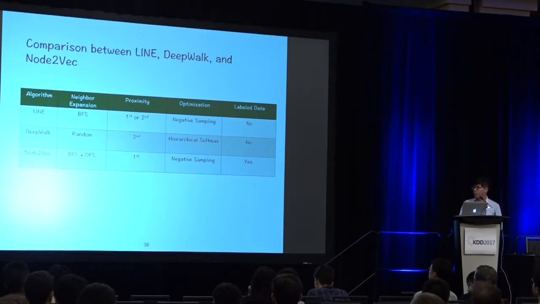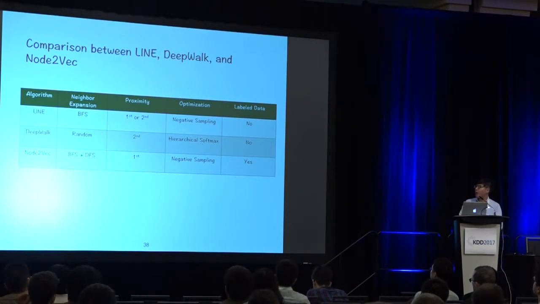In terms of the proximity between the nodes, LINE uses both first order and second order proximity, and DeepWalk essentially uses the second order proximity, according to the definition of LINE, and node2vec uses the first order proximity according to the definition of LINE. Okay, so this is the proximity used by the three models.